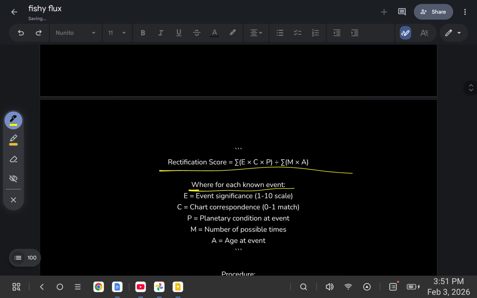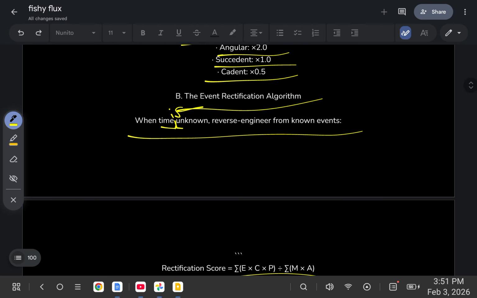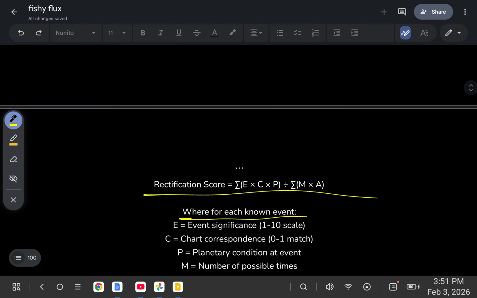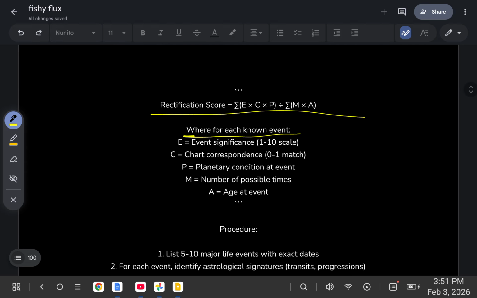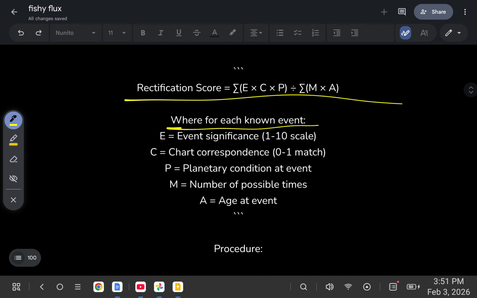This is electional astrology. Again, we're using event rectification algorithms though. It's not electional. We're going to get into that in the next part. This is rectifying a chart, okay?